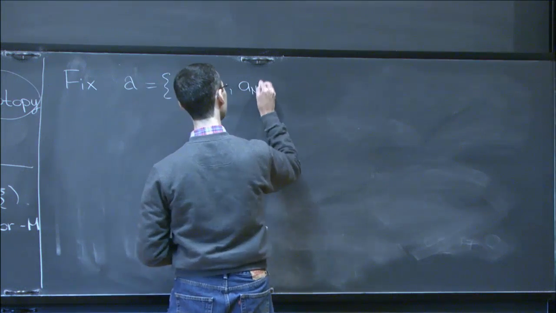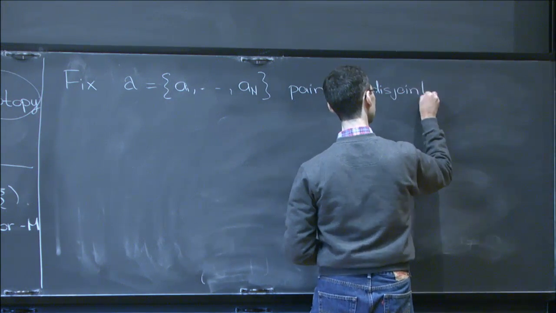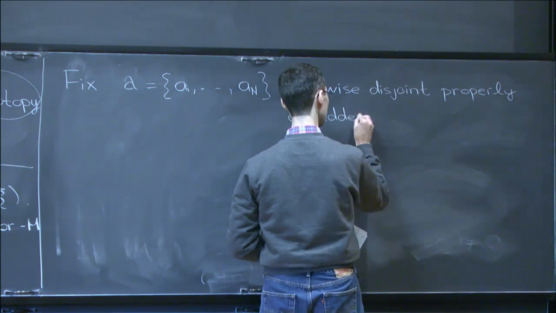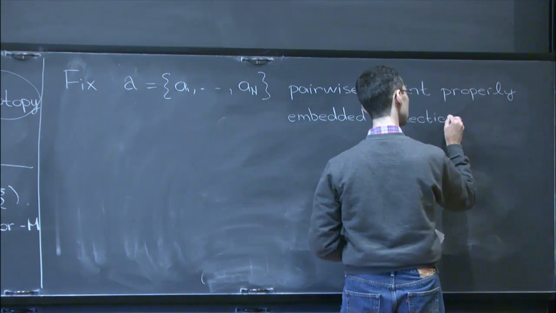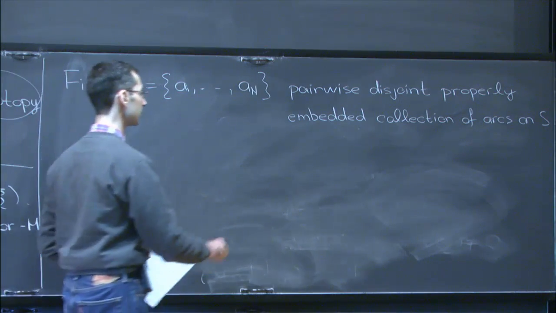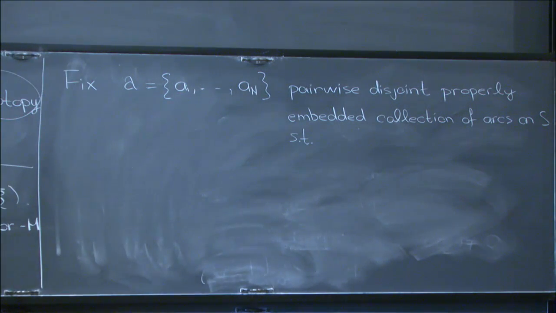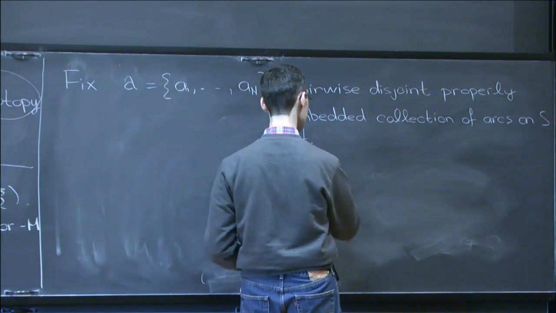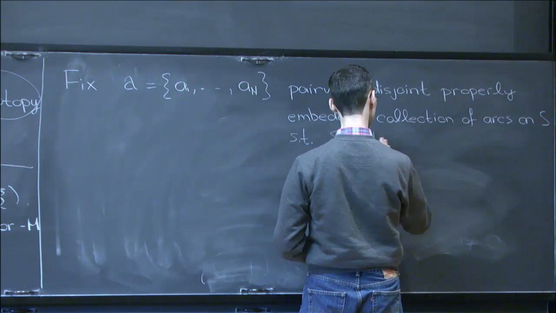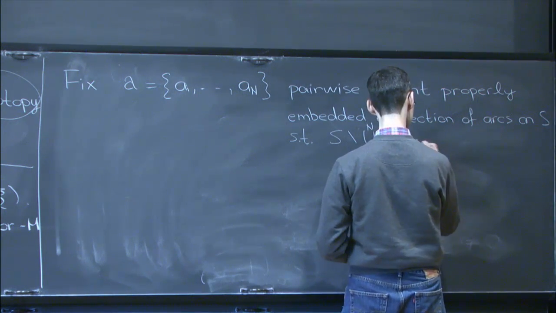So let's say fix a1 through an, a pairwise disjoint, properly embedded collection of arcs on S, such that if you cut open the surface along these arcs, the resulting pieces are all homeomorphic to disks. Okay, so such that the complement of the union of the a_i from 1 to n is the union of disks.